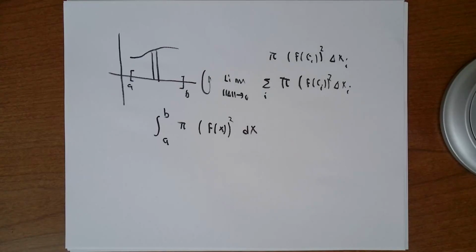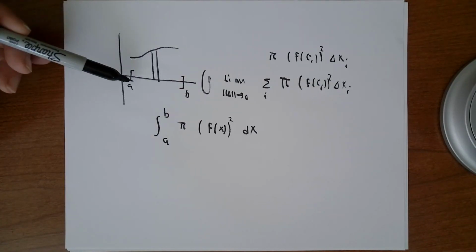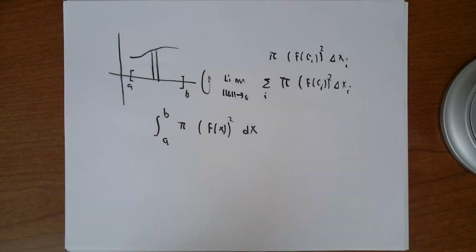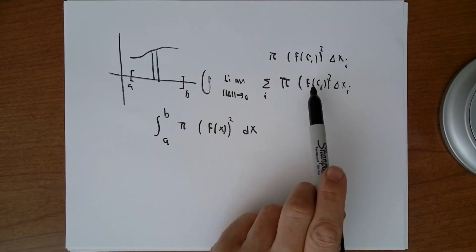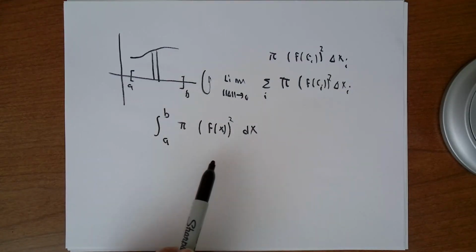It's not hard to see in general that if you are revolving y equal f of x about the x-axis from A to B, this same general line of reasoning says you'll always end up doing this. You always end up integrating pi times the square of the f function with respect to x.